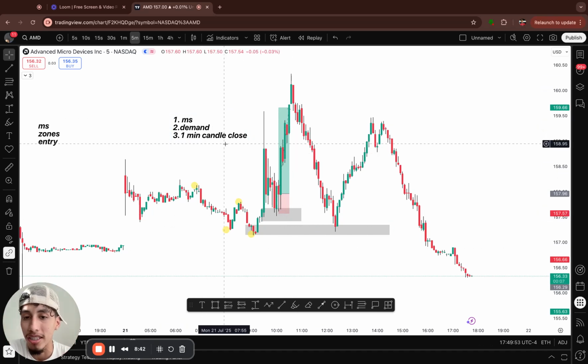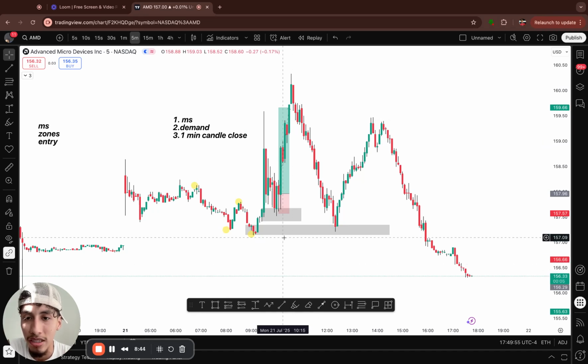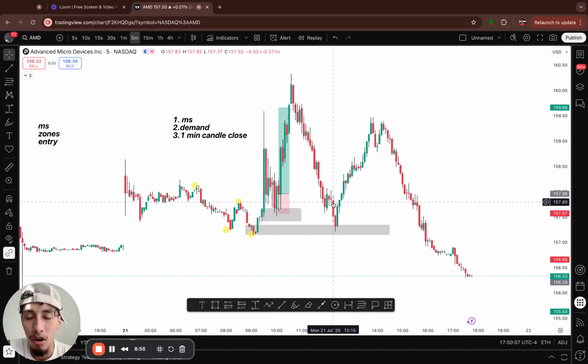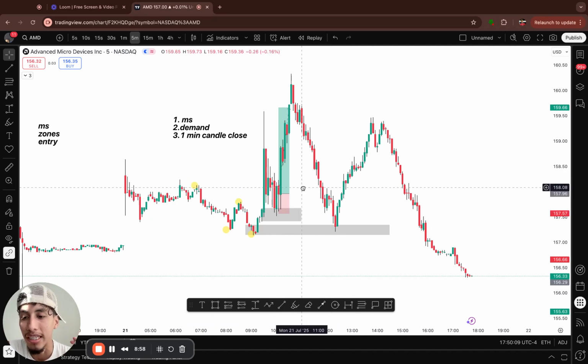I'm patiently waiting until we tap into that zone, and once it taps in, it depends on how it's reacting. Then I'm either going to enter on a confirmation entry, a risk entry, or a candle close entry. That's literally all I'm doing, and it's that simple to find a method or a strategy.